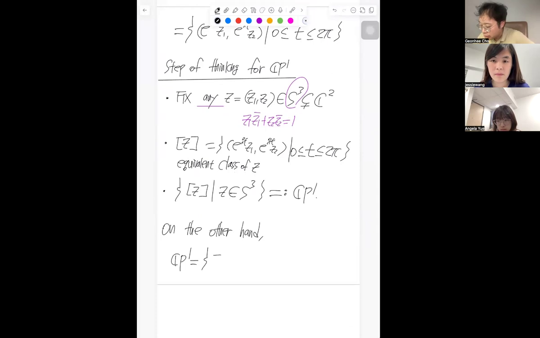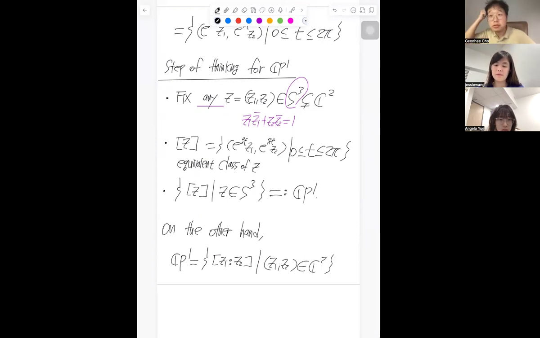So it is the collection of the Z1 versus Z2 with the bracket notation. Is that okay with you? This notation. And then you have Z1 and Z2 in C2. This is also another description of the same definition. Let me know if you have any comments or questions.